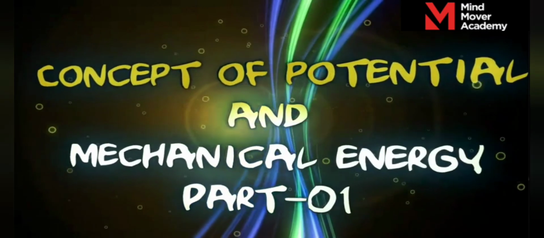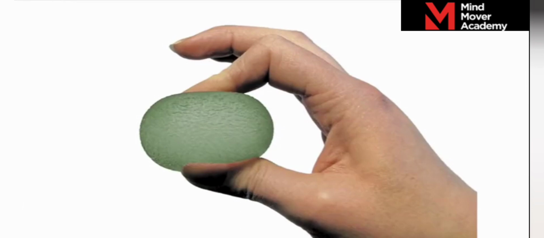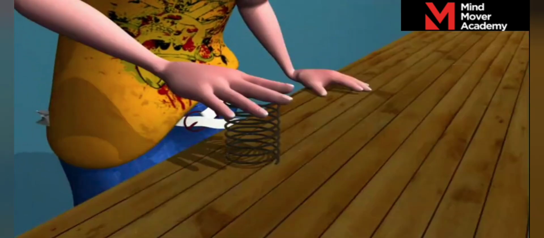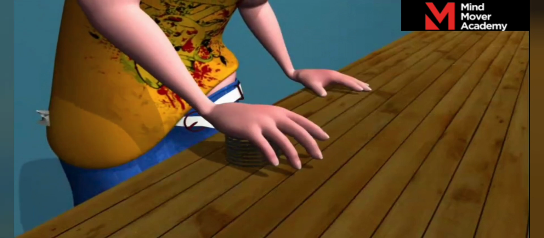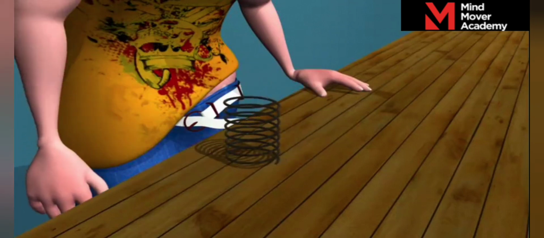Concept of potential and mechanical energy. Part 1. The word potential suggests possibility or capacity for an action. The term potential energy brings to one's mind stored energy.